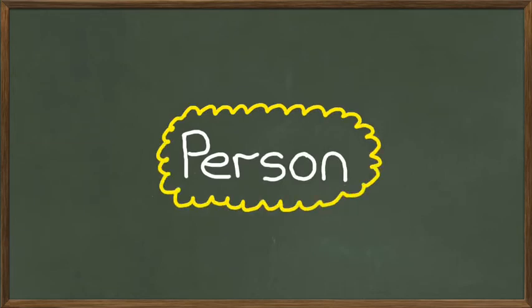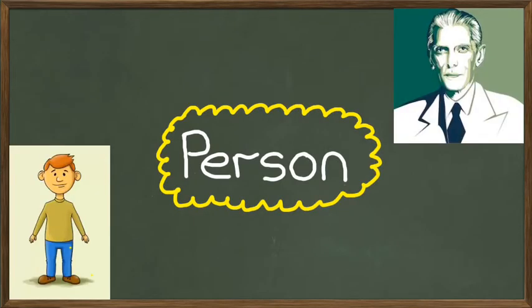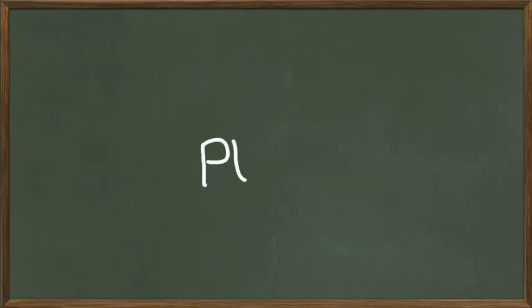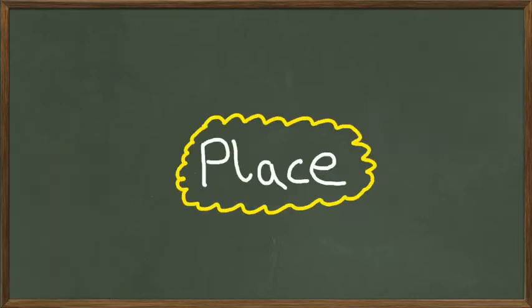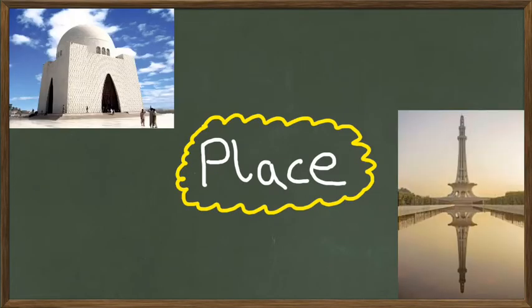Person. Here is the founder of Pakistan, Muhammad Ali Jinnah, and a boy called Javed. They are people and therefore they are nouns. Place. These are the pictures of Quaid-e-Azam Mazar in Karachi and Minar-e Pakistan in Lahore. Since they are places, they are nouns.